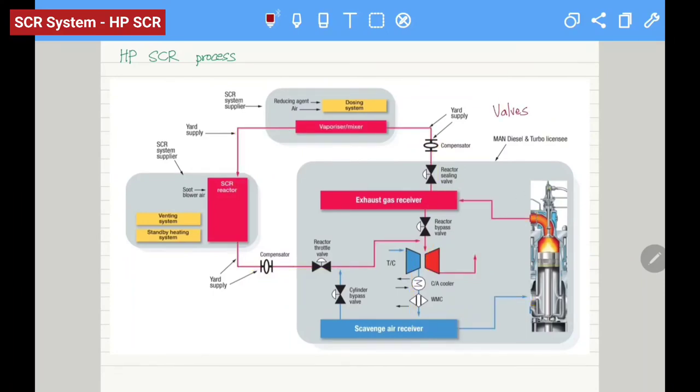So gas flow will be like this. We have valves for the SCR system: IBB reactor bypass valve, RSB reactor sealing valve, and ITB reactor throttle valve. In Tier 2 mode, only the IBB reactor bypass valve is open and gas flow will be like this. In Tier 3 mode, the IBB valve will be closed and RSB and ITB will be open. Then gas flow will be like this.